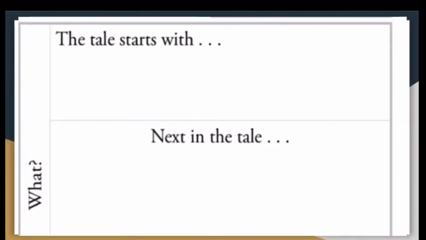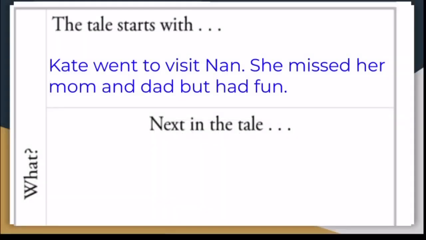Now we're answering the what portion. What the tale starts with. So you should go look back in your story and see what the tale had started with. Right. Kate went to visit Nan. She missed her mom and dad, but she had fun. That was at the beginning of our story.